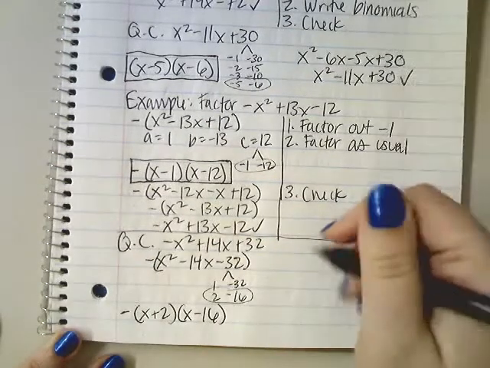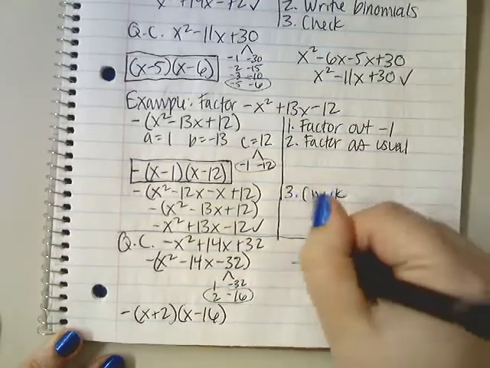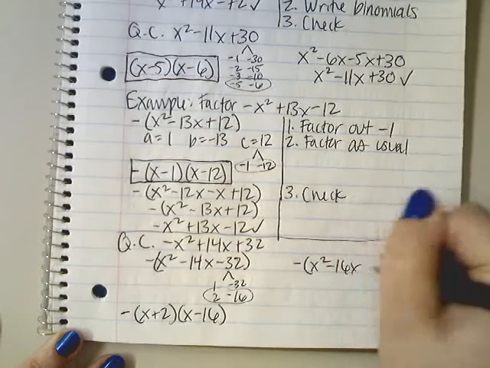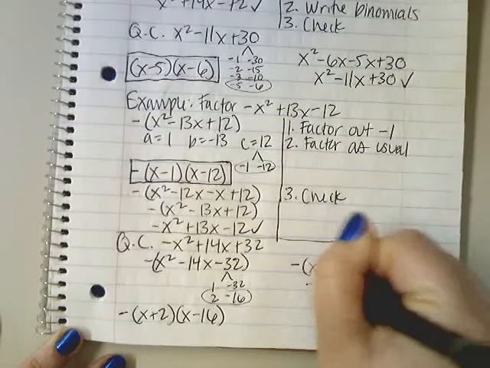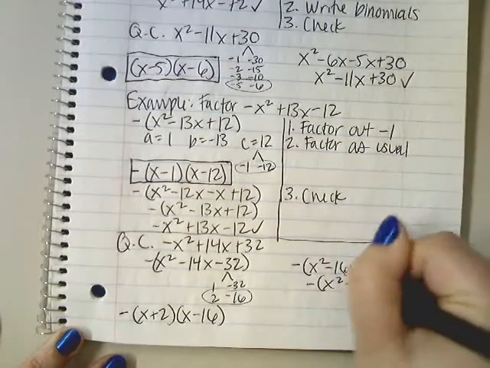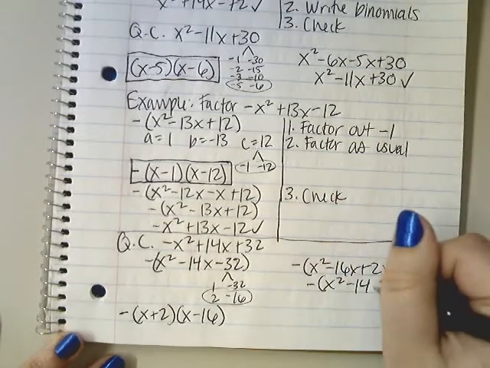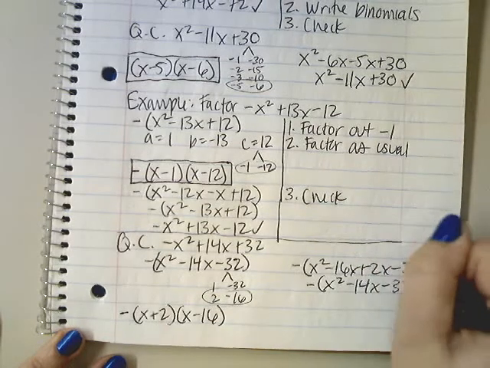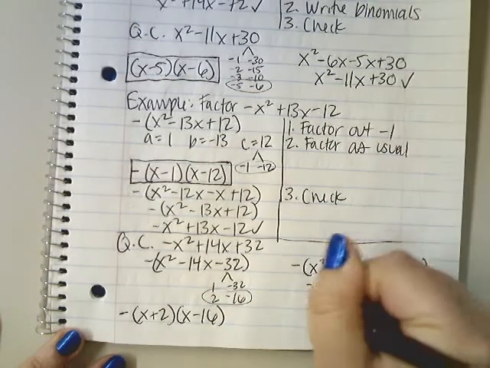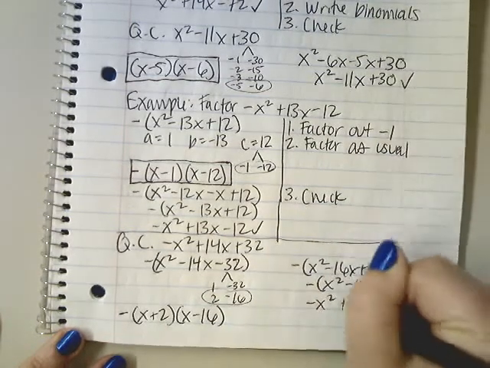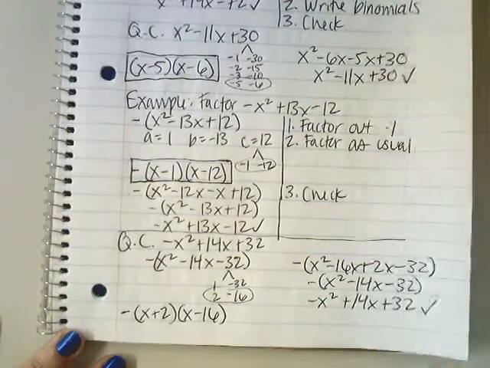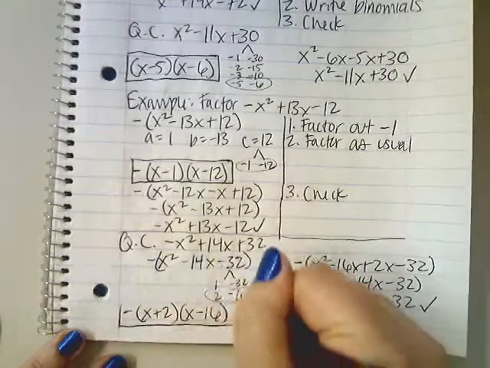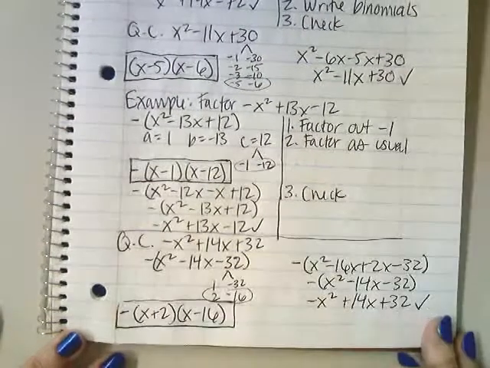And then to check it, I would distribute it out. So I have the negative x squared minus 16x plus 2x minus 32, combined like terms, and I get negative parentheses x squared minus 14x minus 32, and distribute my negative last but not least. Change all the signs, and that is indeed what we started with, which means I have correctly factored that problem.